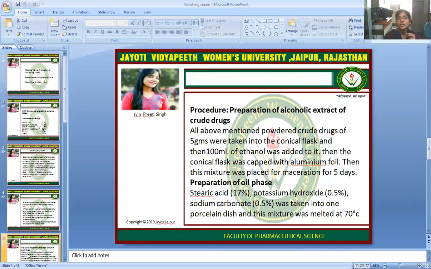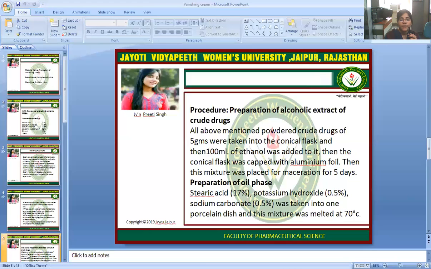So what is the procedure of the vanishing cream? Firstly, preparation of alcoholic extract of crude drug. All the above mentioned powdered crude drugs, 5 grams, were taken into a conical flask, and then 100 ml of ethanol was added to it. Then the conical flask was capped with aluminum foil. Then this mixture was placed for maceration for 5 days.